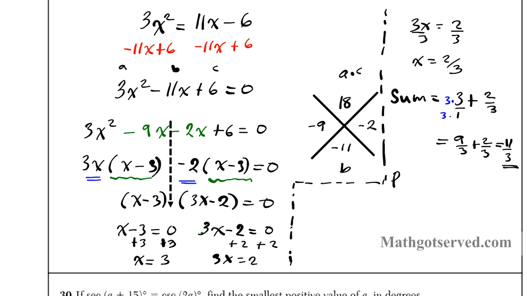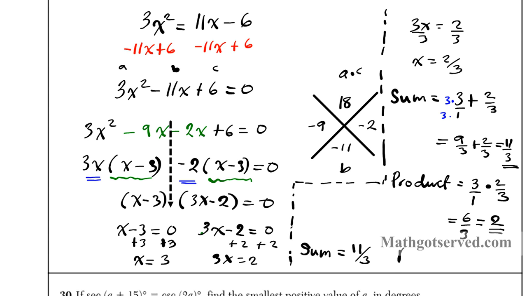The product is simply 3 times 2 over 3. How do you multiply these? Well, express the first number as a fraction, so you have a fraction multiplied by a fraction. You multiply across, top times top, bottom times bottom: 6 over 3. 6 divided by 3 is 2. So there goes the answer. Our sum is 11 over 3, and our product is 2. All right, so there goes our answer: sum 11 over 3, product 2.